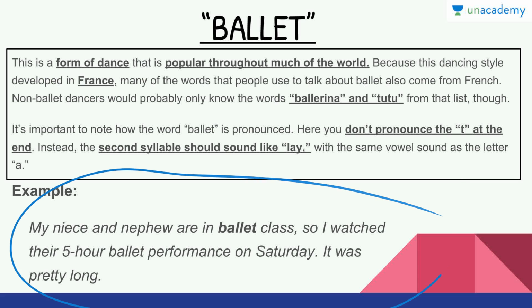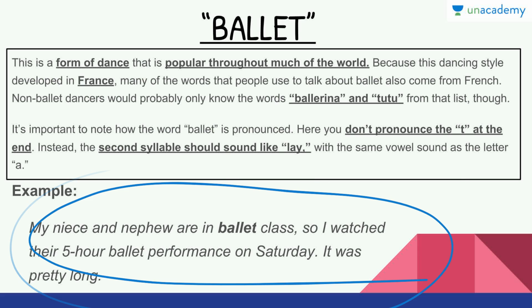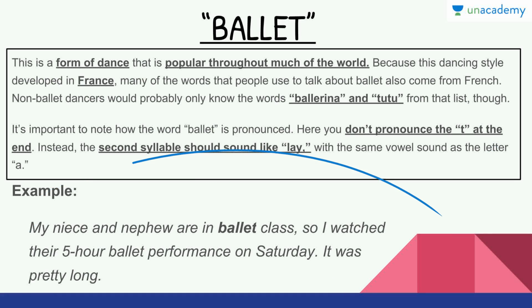So I've told you 4 things. Number one, it is a form of dance which is very popular. Number 2, this form of dance was developed in France. This is again additional information. Number 3, because this was developed in France, the word is from the French language. And last, the pronunciation of this word is ballet. The last letter, T, is silent, and the second syllable is pronounced as lay. So ballet, and I've given you an example as well. So this is how you can use it in your sentences, right? Simple.